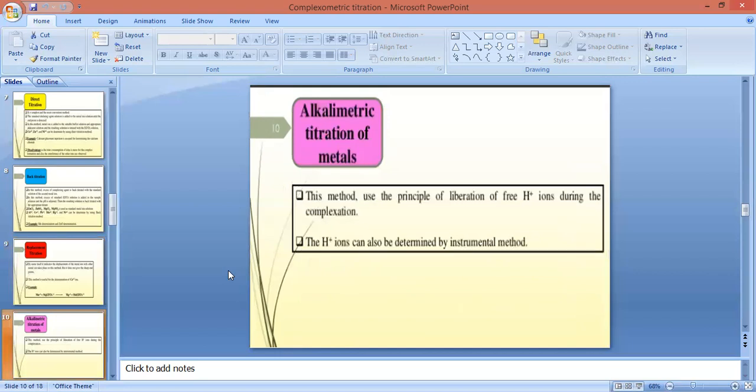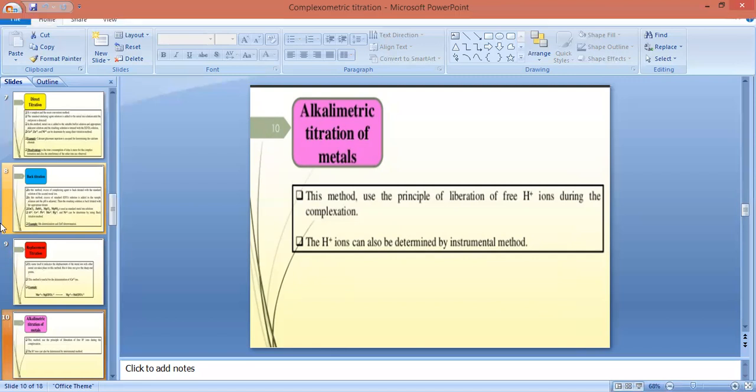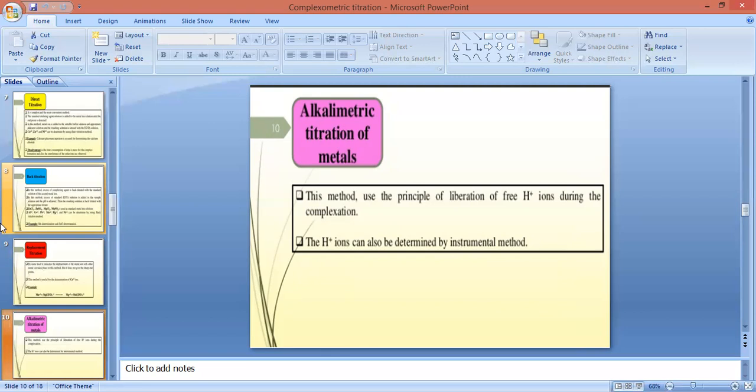Next is the alkalimetric type of titration. This method uses the principle of liberation of free H plus ion during the complexation. Whatever the type of titration, it may be direct, indirect, replacement, alkalimetric, when there is formation of complex between the complexing agent, that is EDTA, and the metal ion, H plus or protons are liberated. The liberated H plus protons are titrated with the standard solution of alkali. So that comes under alkalimetric type of titration. Other than a standard solution of alkali, we can also determine the concentration of H plus by an instrumental method of analysis.